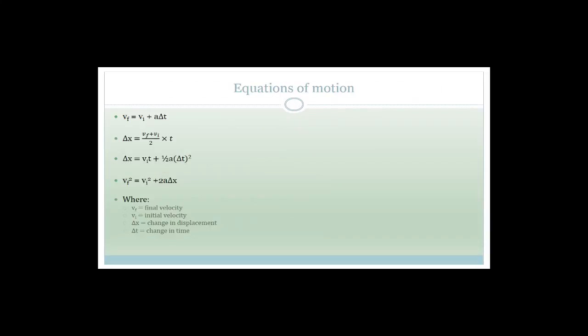So your equations of motion, which you are given in your exams, are vf = vi + aΔt.